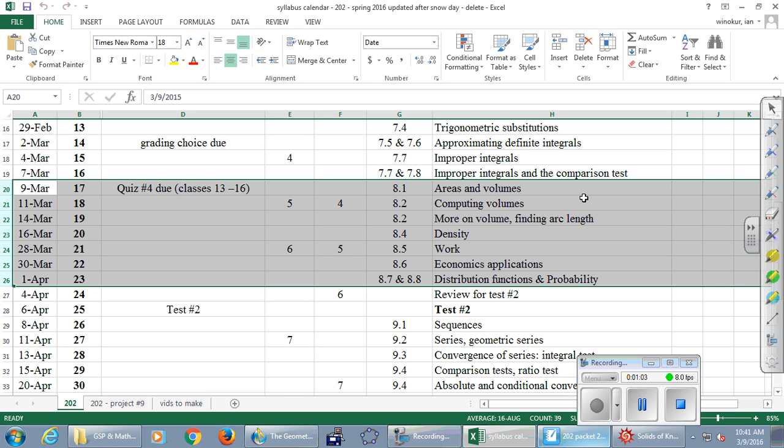Any questions on the calendar? So not so much improper stuff. Right, we're leaving the improper integrals behind. Yeah, they will come back after the second test.